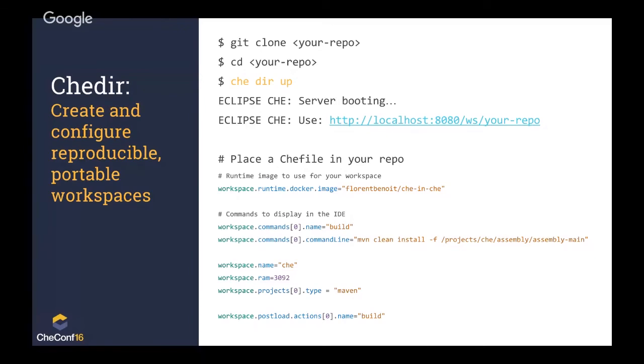And what's great is that when you go into the Che server, it's set up to use Git. So you can add files, you can commit them to the local repo, and those changes will be reflected on your local Git clone on the desktop as well. So Chedir is great for building a consistent workflow so that you have reusable workspaces here.